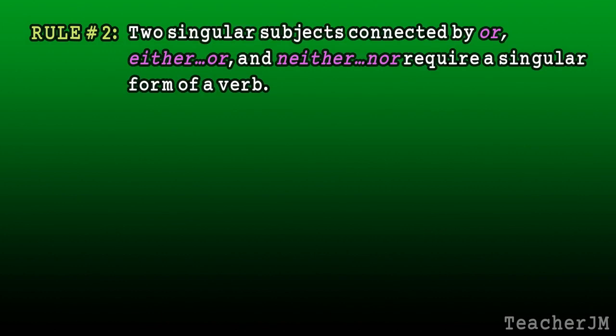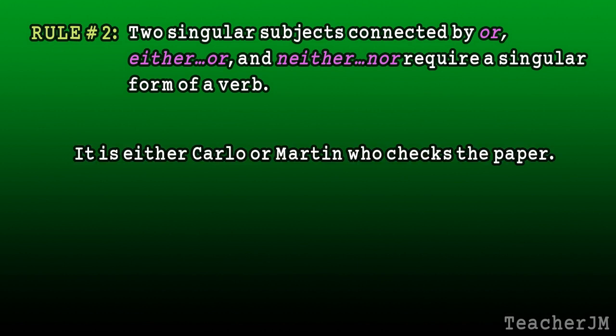Rule number 2. Two singular subjects connected by or, either or, and neither nor require a singular form of a verb. Examples: it is either Carlo or Martin who checks the paper. In this sentence, we are only referring to one person who would check the paper. This may be Carlo or Martin.